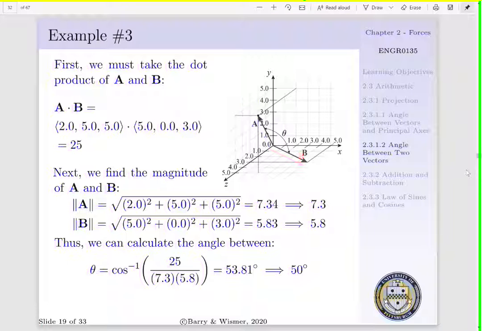Therefore, we can calculate the angle between them as the cosine inverse of 25 per 7.3 times 5.8, which would be 53.81 degrees, but since the quantity within our trigonometric expression is limited to two significant digits, we are going to express this angle in the tenths place, and we'd report this to 50 degrees.